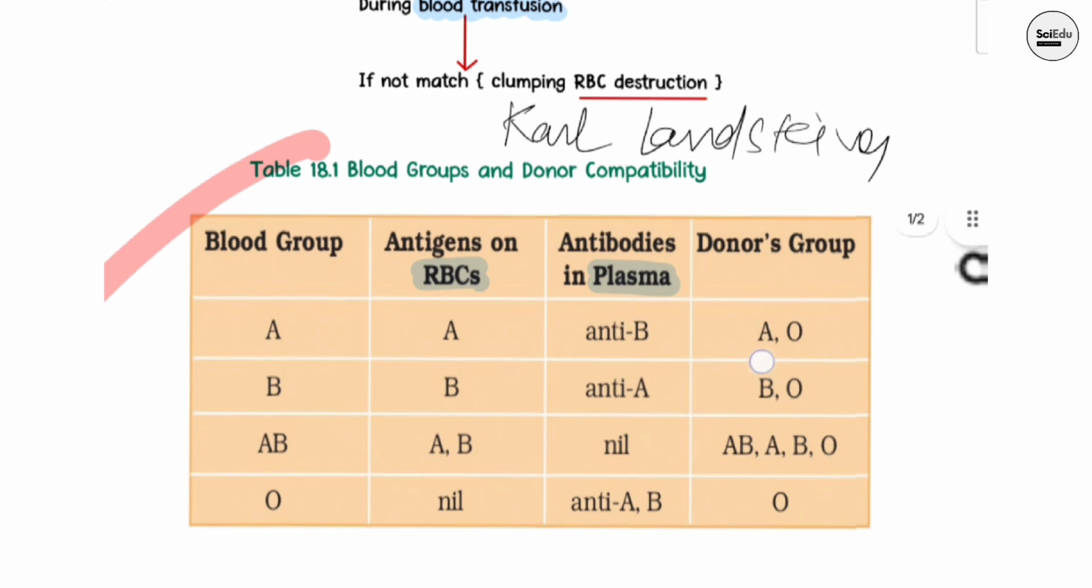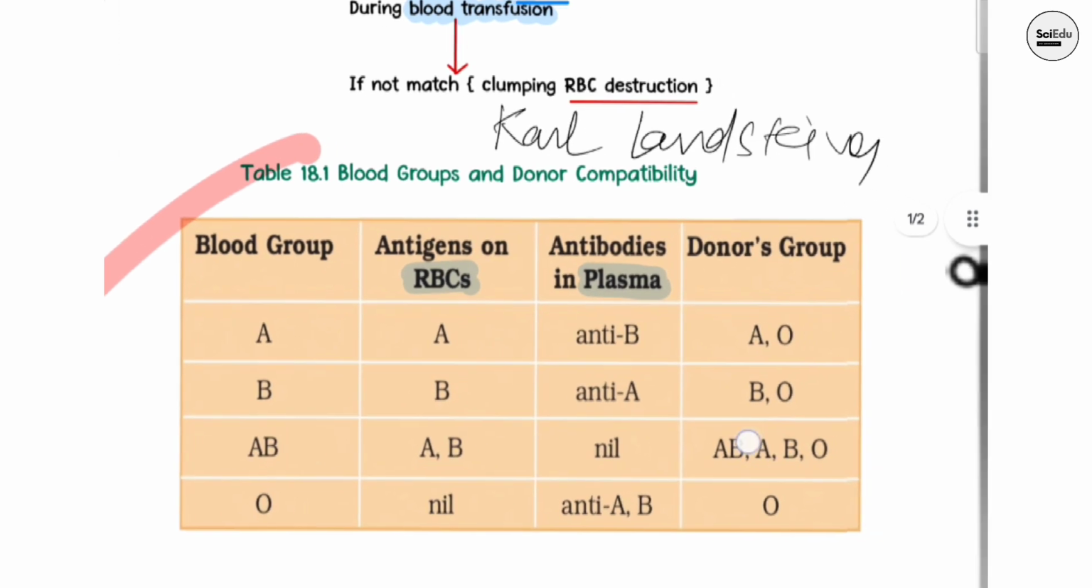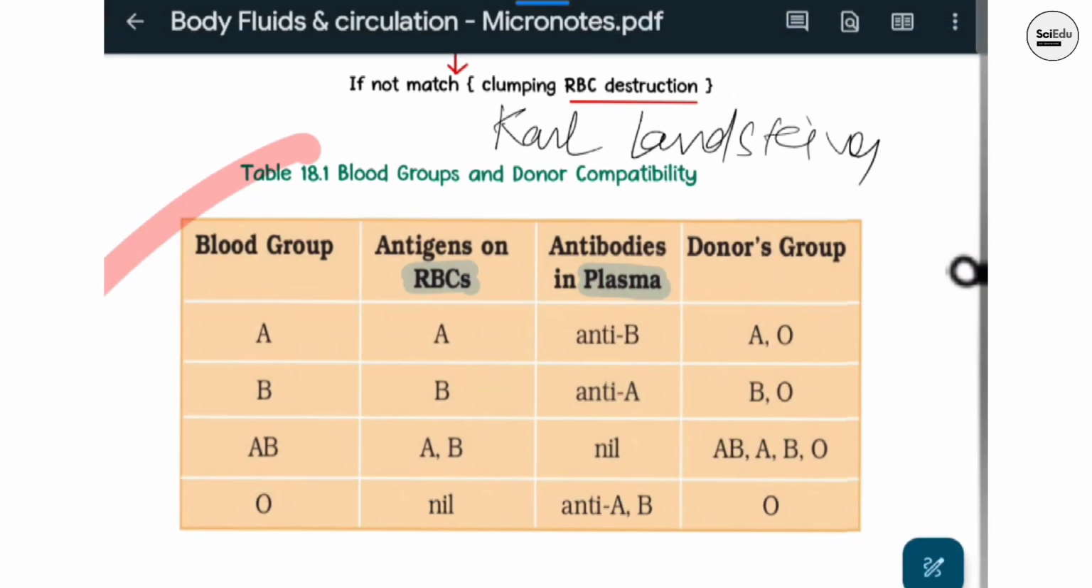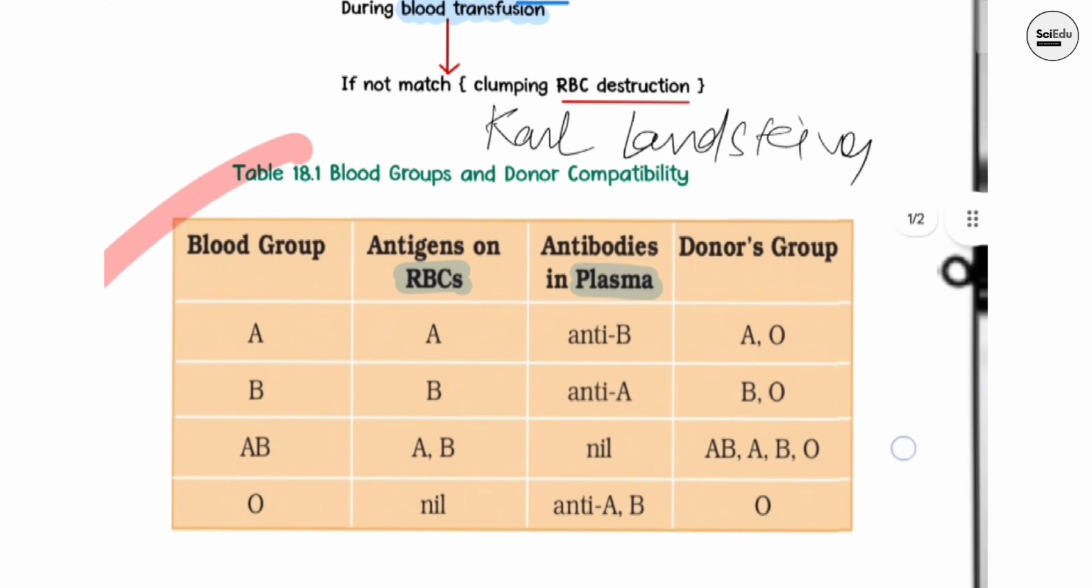From the mentioned table, it is evident that group O blood can be donated to persons with any other blood group, and hence, O group individuals are called universal donors. Persons with AB group can accept blood from persons with AB as well as the other groups of blood. Therefore, such persons are called universal recipients.